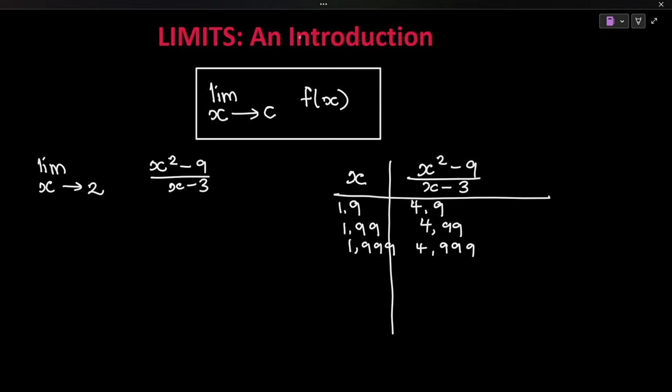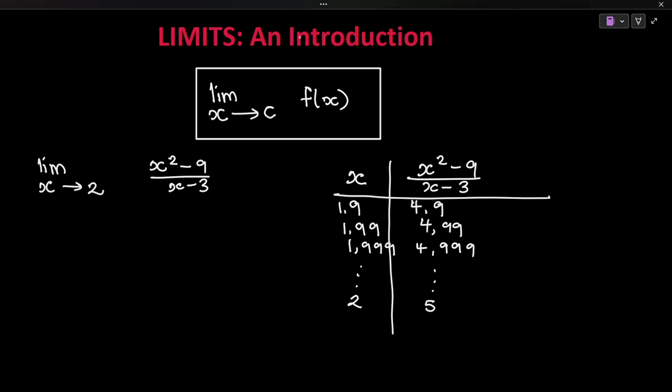4.999. So notice that on the left-hand side, as our x values are getting bigger and bigger and they're getting closer to 2, our y values are actually getting closer to 5. So eventually, if we had to substitute 2 for x, you will notice that the y value is 5. This is what the idea of a limit is.